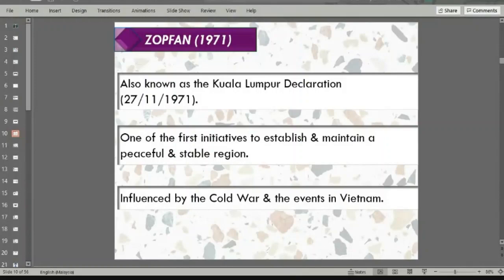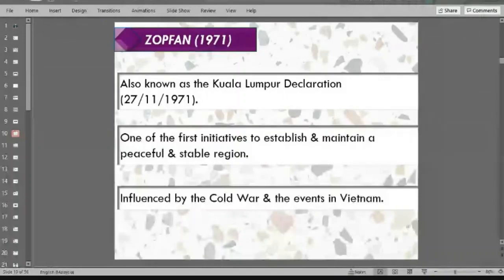policy approach of what you call neutrality and also non-alignment. Right? So Dasar Berkecuali, which was implemented in Tun Abdul Razak's own domestic or national policies. So he wanted to bring that approach to ASEAN, and that's where he proposed this idea of ZOPFAN, which became the KL Declaration of 1971.